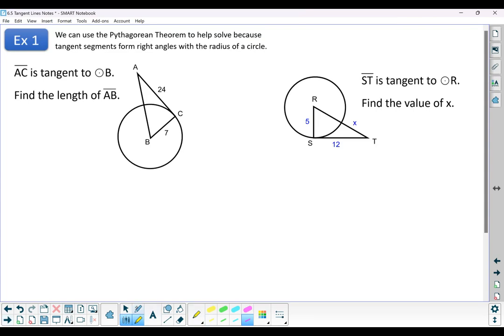So on the first diagram, we have AC is tangent to circle B, and B is the center of the circle. So we know that this is a 90-degree angle, and our goal is to calculate the length of AB. So on the diagram, that would be this length right here. Well, that's a right triangle right there, so we can use the Pythagorean theorem. The legs have a length of 7 and 24, and I'm going to call this distance x just for the sake of my equation. So Pythagorean theorem says leg squared plus the other leg squared is equal to the hypotenuse squared.